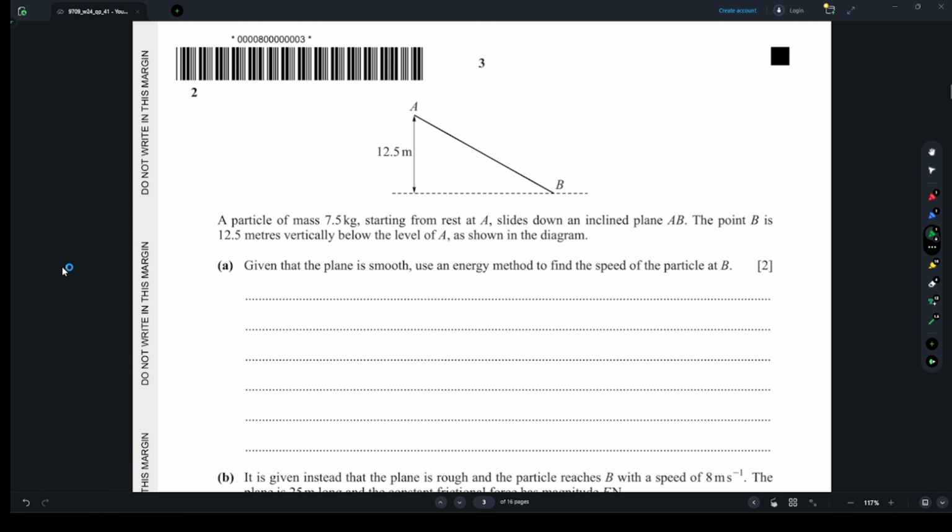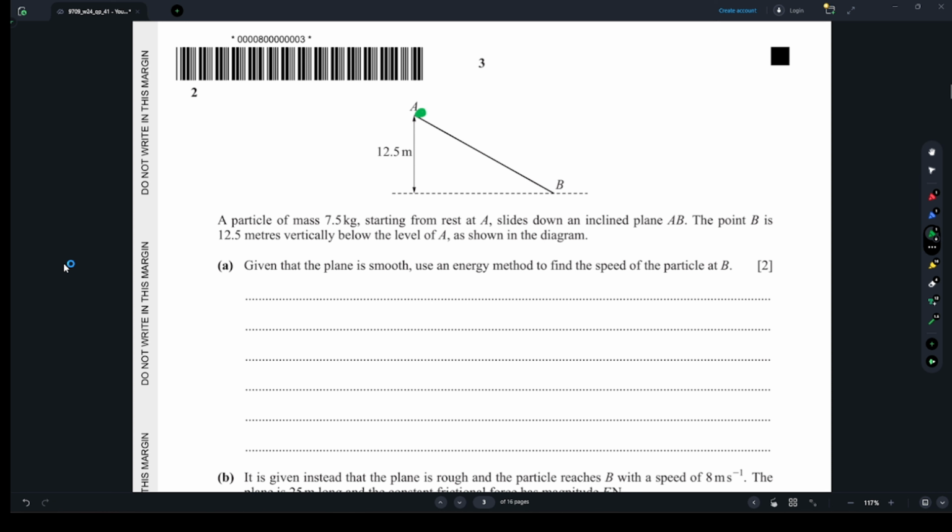So here, okay, we have this inclined surface, a particle of mass 7.5 starting from rest at A slides down an inclined plane AB. The point B is 12.5 meters vertically below the level of A as shown in the diagram. Okay, so given that the plane is smooth, use an energy method to find the speed of the particle at point B. Okay, so I will indicate the initial cases.